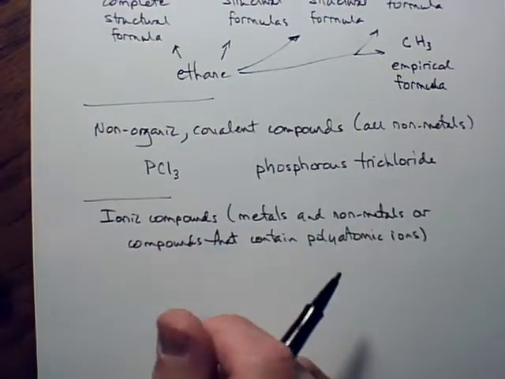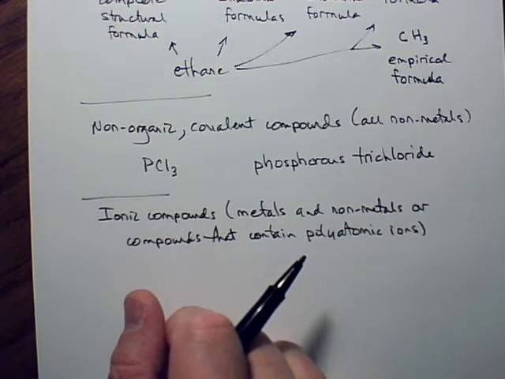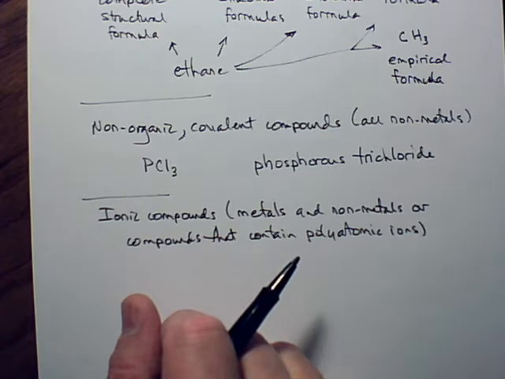All right. So when you have an ionic compound, you're either going to have a combination of metal and nonmetal, or that formula is going to have a polyatomic ion in it. That's how you know it's ionic. If it has a polyatomic ion, it's ionic. If it's a metal combined with a nonmetal, it's ionic. If it's two nonmetals combined together, that's covalent. If that covalent compound doesn't contain carbons that are bonded to each other, it's non-organic covalent.